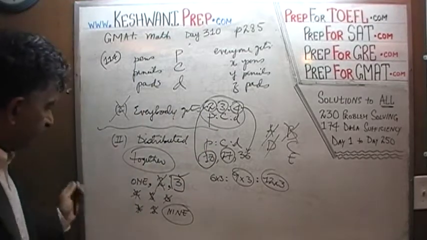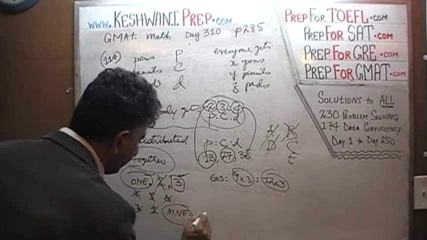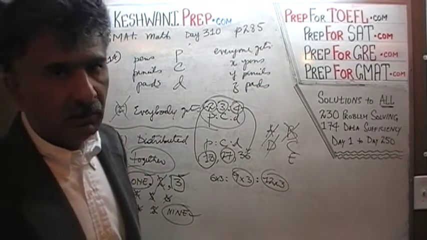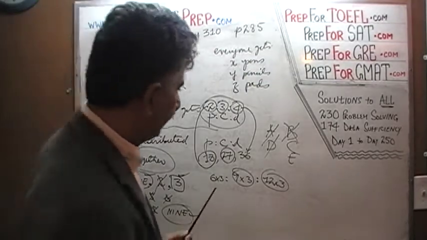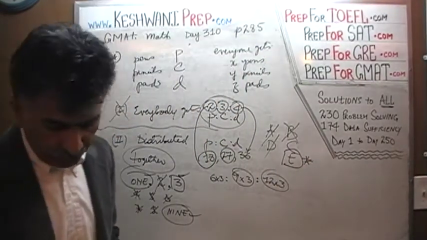But as you can see, there are 3 possibilities here. We may have only 1 person on the staff, we may have 3 people, or we may have as many as 9 people. So even putting these 2 statements together does not get us anywhere. The answer is E. Let's go to the next one.